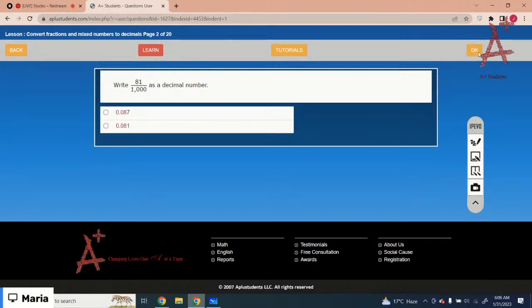Okay, the next one is 81 divided by 1000 as a decimal number. So which is the correct option? Yes, you have 81 divided by 1000. That means the answer must have three decimal places.